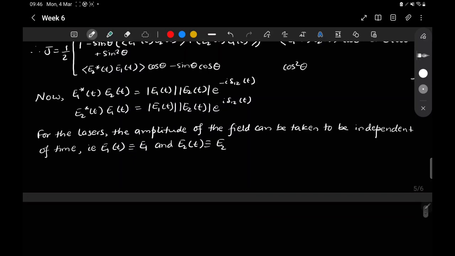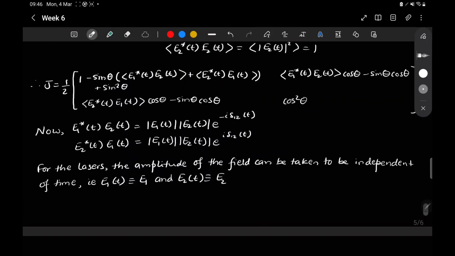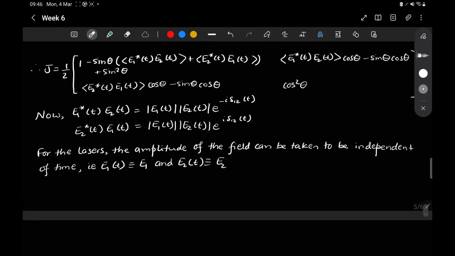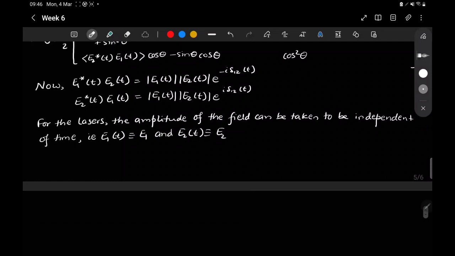So for the lasers, the amplitude of the field can be taken to be independent of time. So we can replace E1(t) with just E1 and E2(t) with just E2.